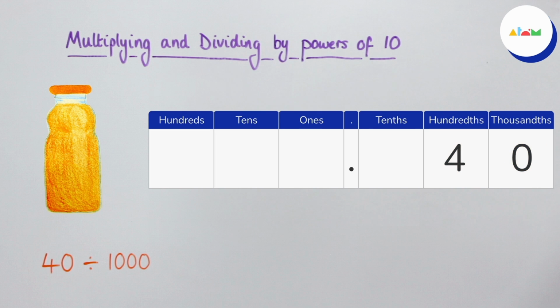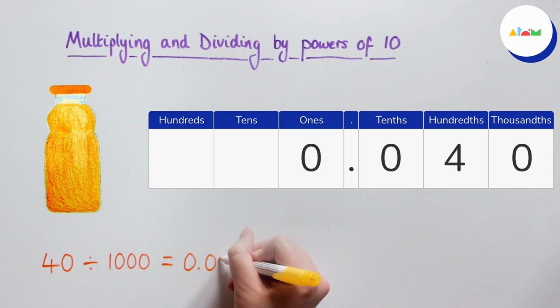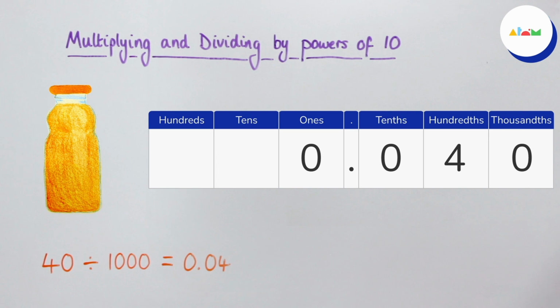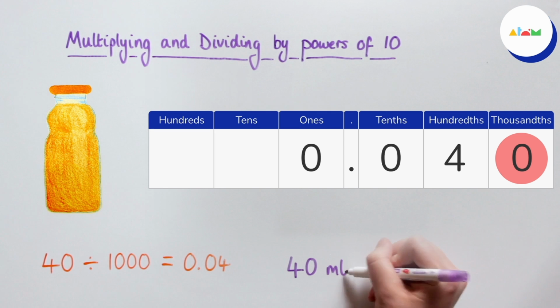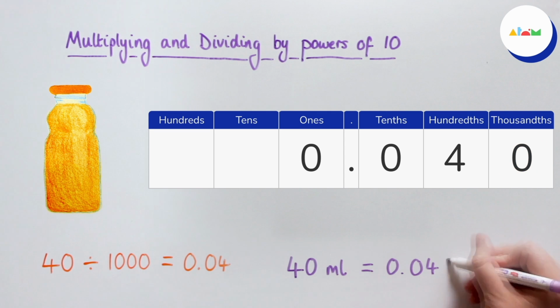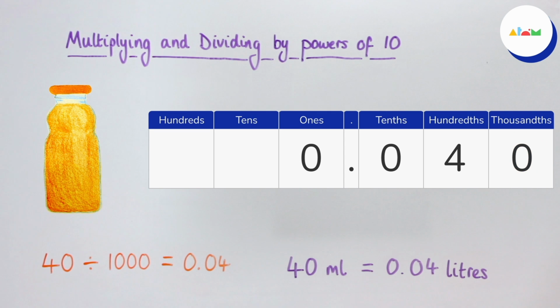To write this number, we need to use zeros as placeholders to show that there are 0 ones and 0 tenths. We write 4 hundredths as 0.04. We do not include any zeros at the end of the decimal, such as the 0 in the thousandths column. So 40 millilitres in litres is 0.04 litres.